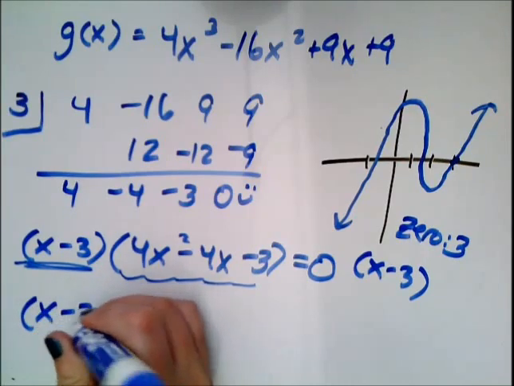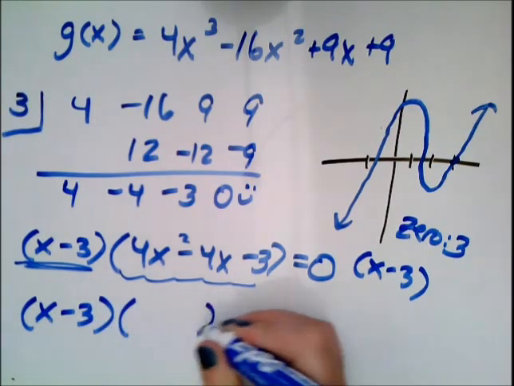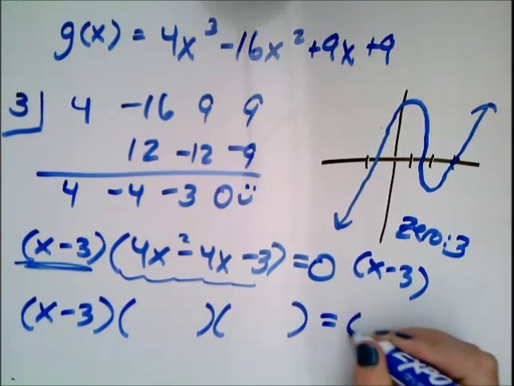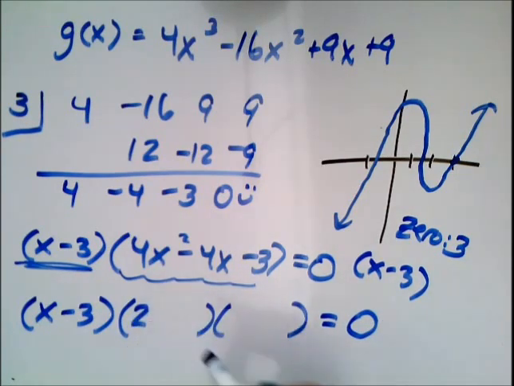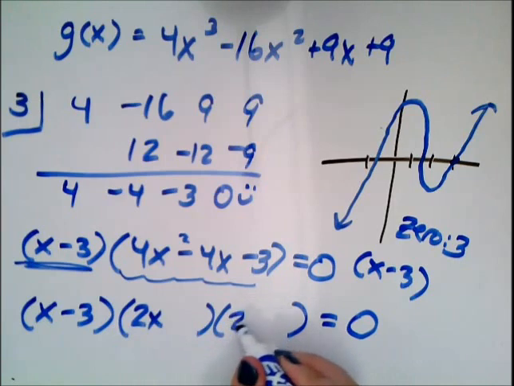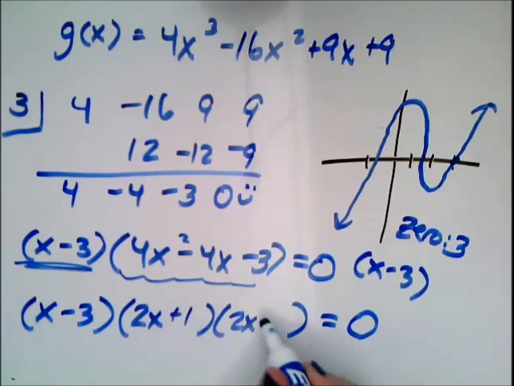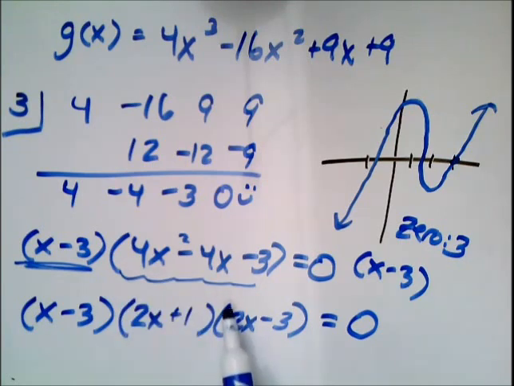You can use the AC method if you want to. If you think you can guess and check it, that's fine also. I think this one is 2x and 2x. Then what would multiply to negative 3? I could do plus 1 and minus 3. And then check and make sure it works, so FOIL it. First, my inside term is 2x and negative 6x is my outside. That adds to negative 4. And it multiplies to negative 3. So now I have it factored completely. It's much easier to tell you what zeros there are.